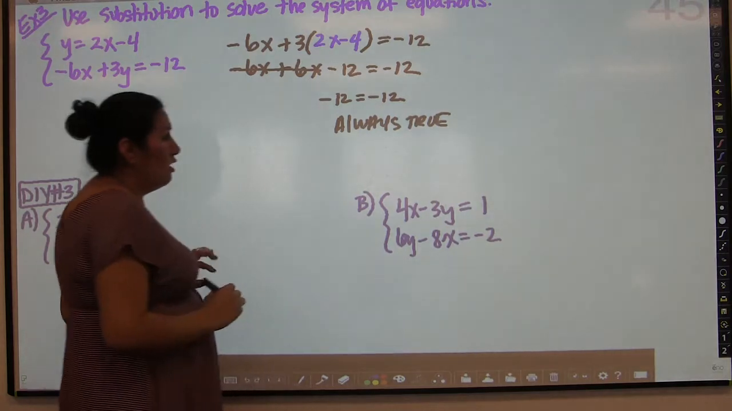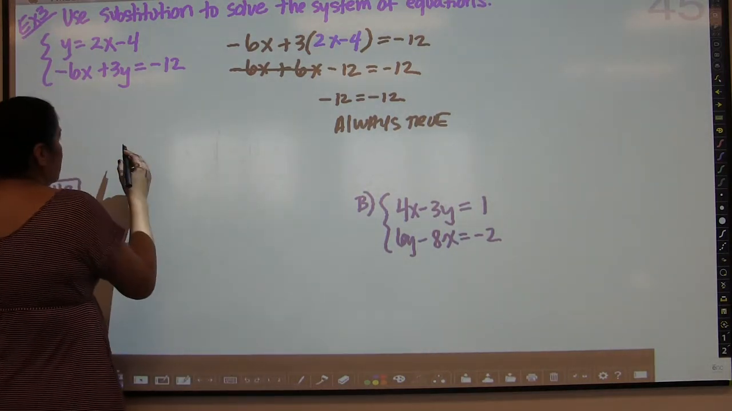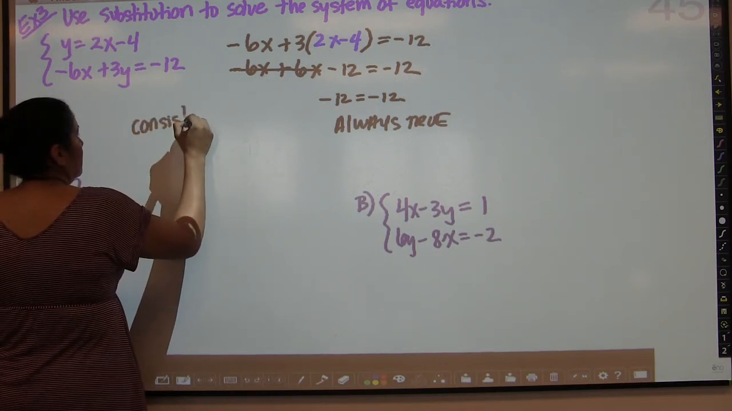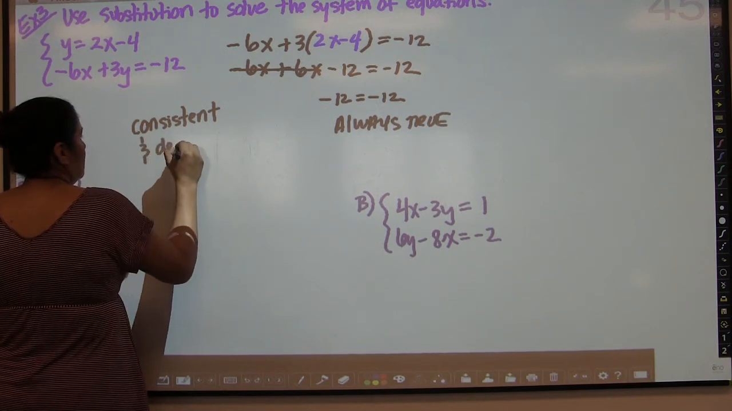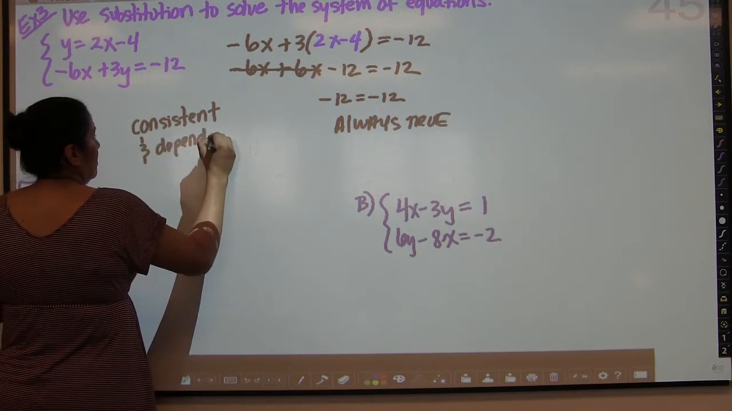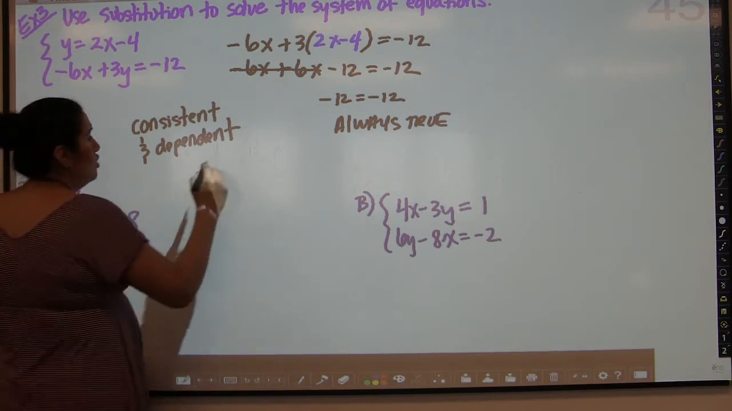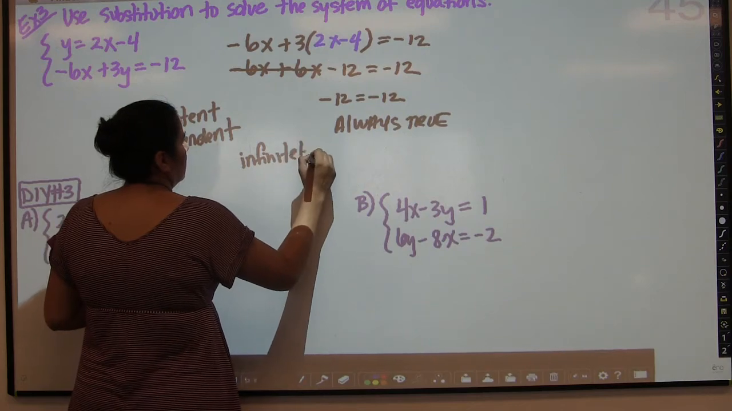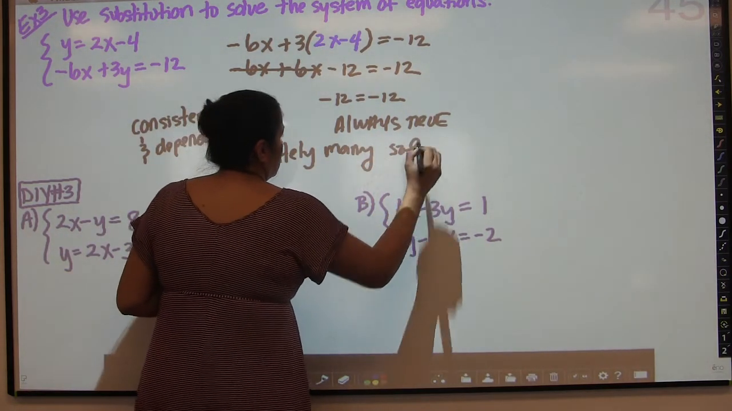So when a statement is always true like that, this is a case of infinitely many solutions. This is a case of consistent and dependent. This is a case where the two lines are actually the same line. So you have infinitely many solutions.